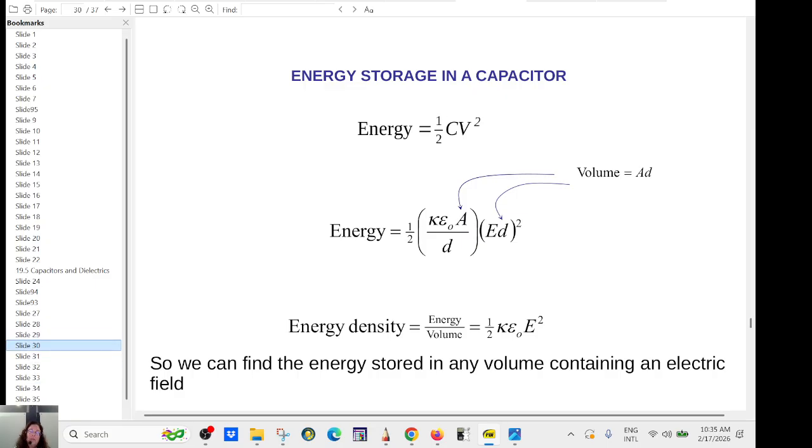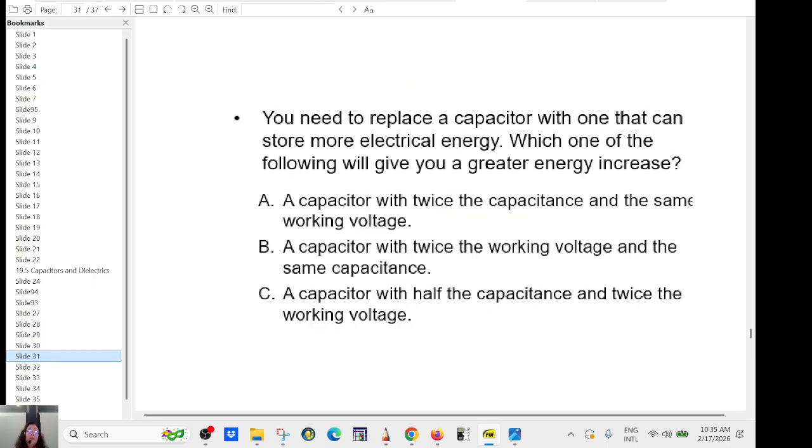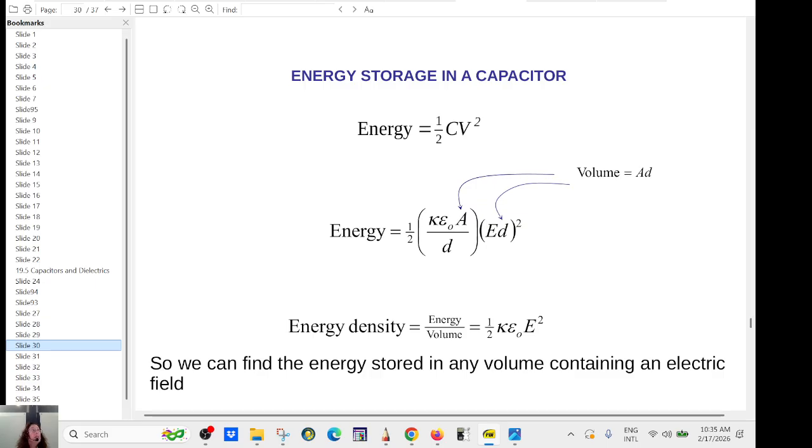Okay, so the energy is capacitance times voltage squared. If you take a capacitor with the same capacitance, but you multiply the voltage by 2, the energy will be multiplied by 4. So it's proportional to the voltage squared.